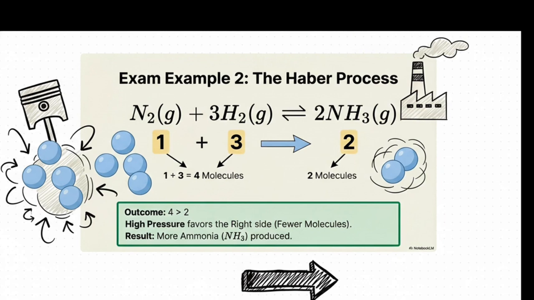The trick is so simple. Just count the gas molecules on each side. On the left, we've got 1 nitrogen molecule and 3 hydrogen molecules. That's a total of 4 gas molecules. On the right, we only have 2 molecules of ammonia.